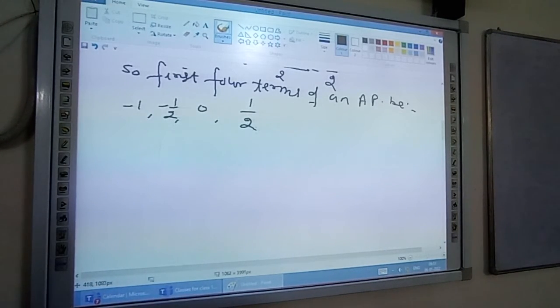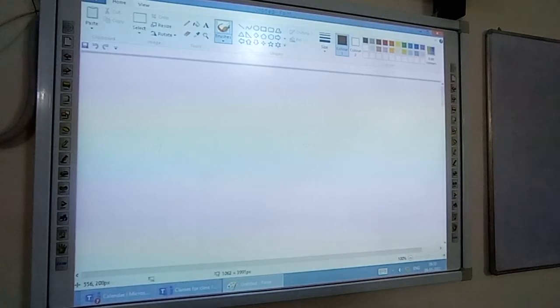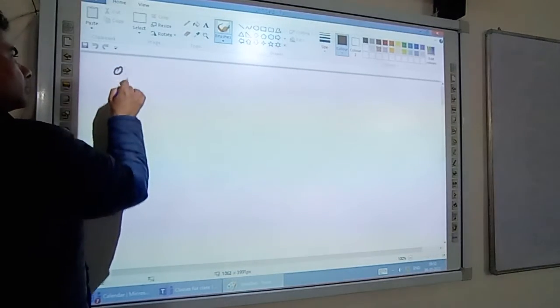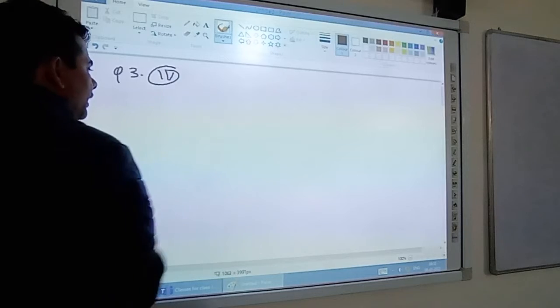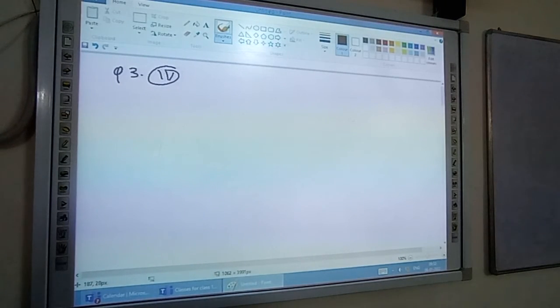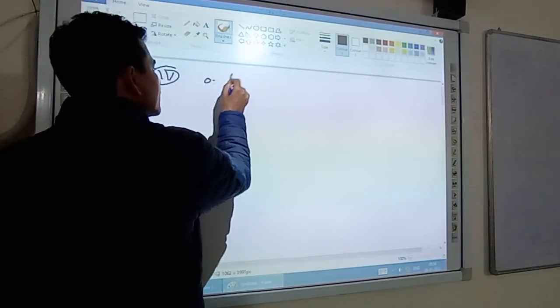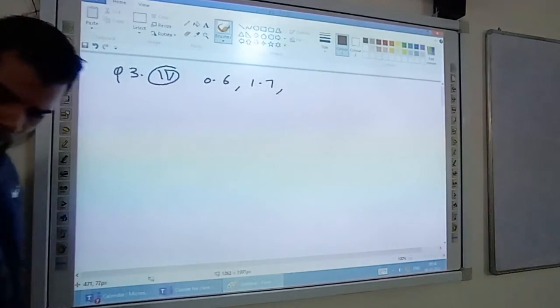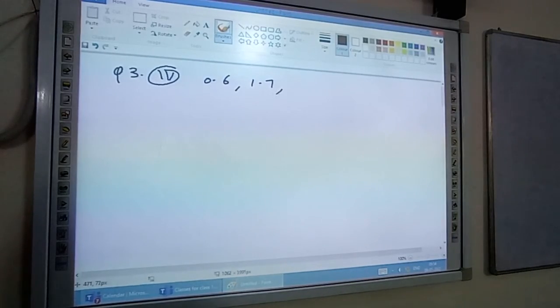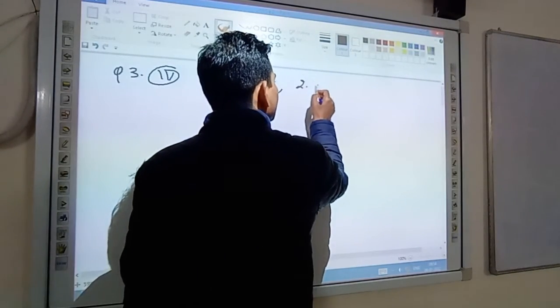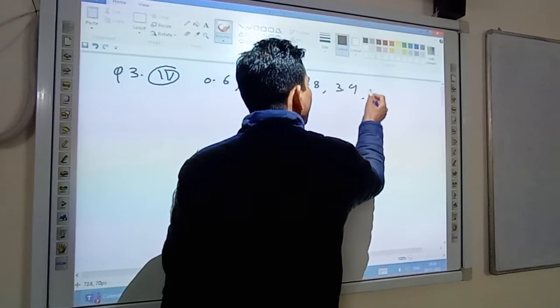Now question number 3, fourth part. If an AP is given, common difference will be the same. 0.6, 1.7, 2.8, 3.9, and so on.